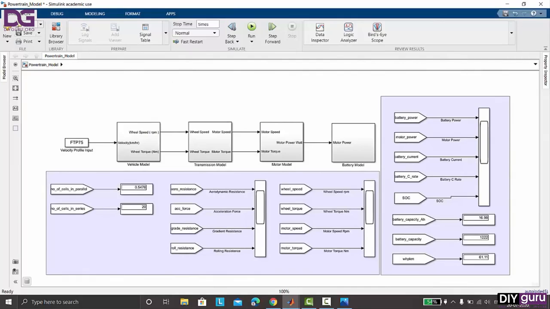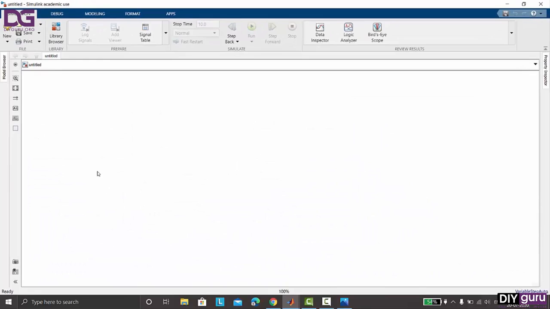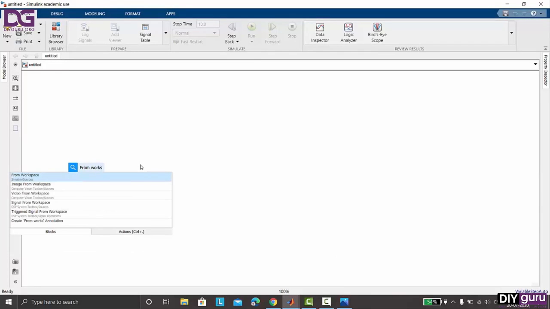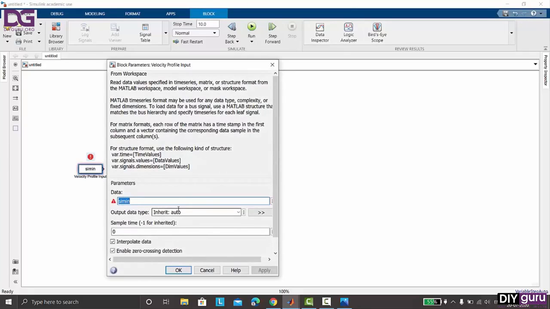To start the modeling, click on the New button. First, we require a From Workspace block to input the velocity profile. We will name it velocity profile input. Just double click on it and give it as data 002.